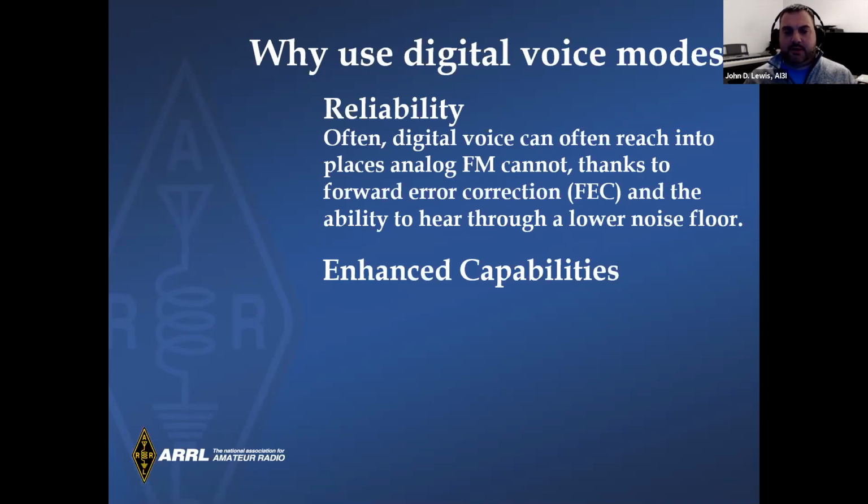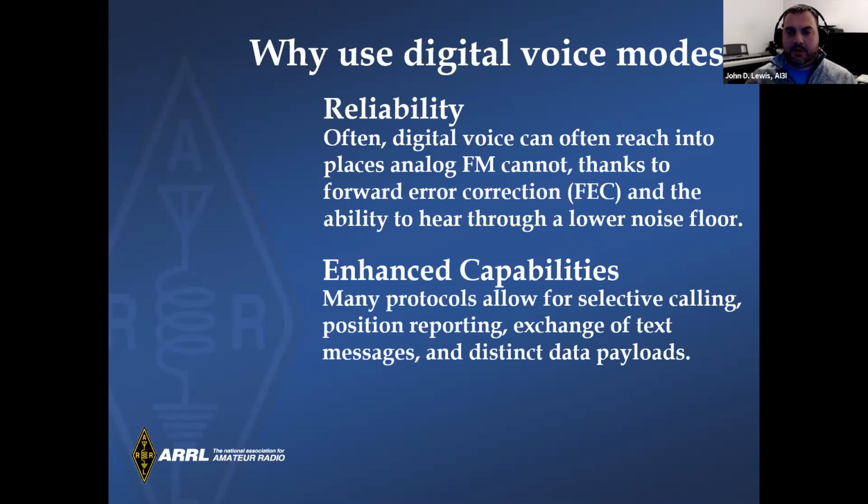And we'll talk a little more about that. A lot of digital voice modes have enhanced capabilities. They allow for selective calling. In other words, just making a random example here on DMR, you can actually put in the subscriber ID, or basically the number of the other ham you're trying to call, and call them directly across a repeater or even simplex, for example.